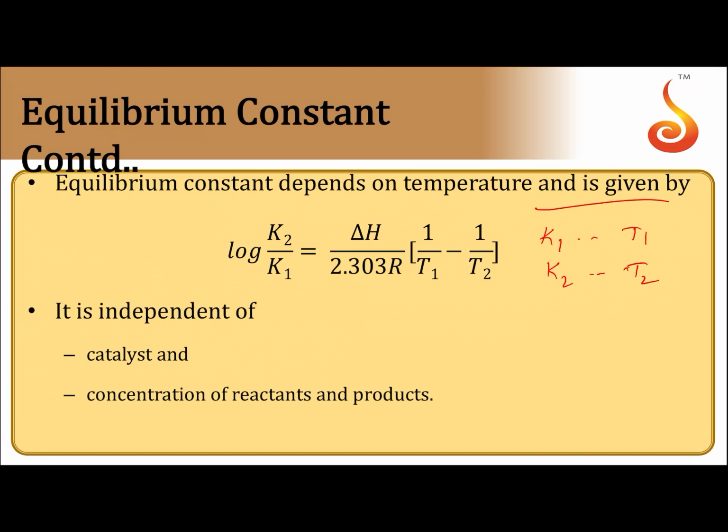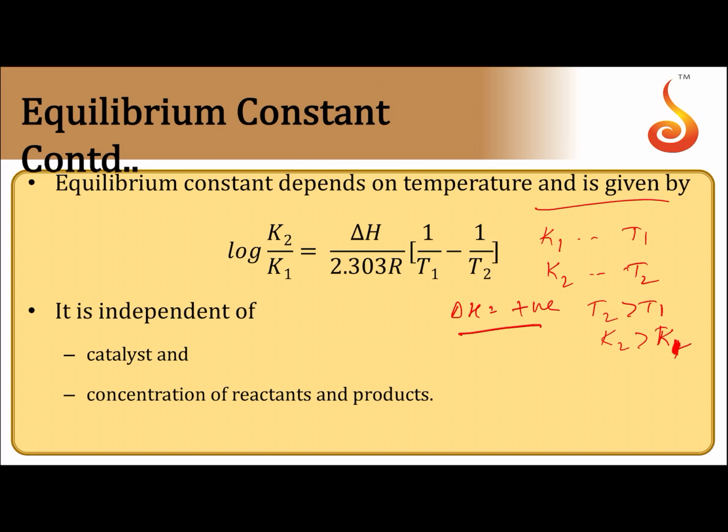Suppose delta H is positive, that is, in the case of an endothermic reaction, and T2 is more than T1. Then you can observe that the value of K2 will also be more than the value of K1. For an endothermic reaction, if T2 is more than T1, then K2 becomes more than K1. And for an exothermic reaction, it is the opposite: delta H is negative, and if T2 is more than T1, then K2 will be less than K1.